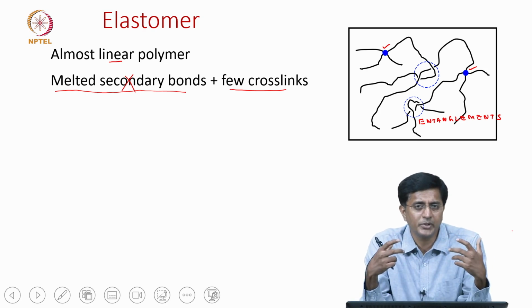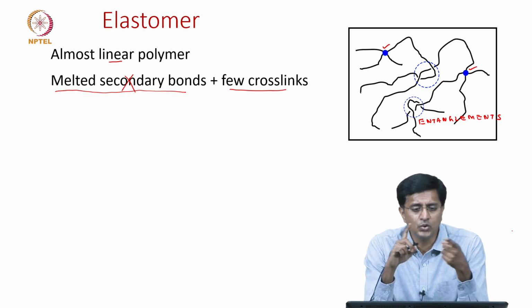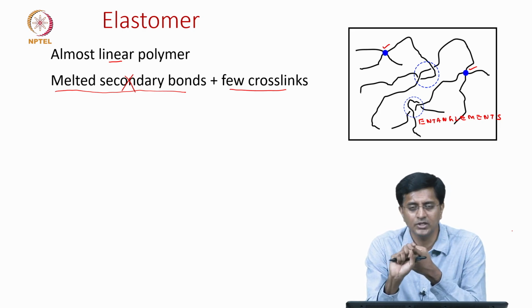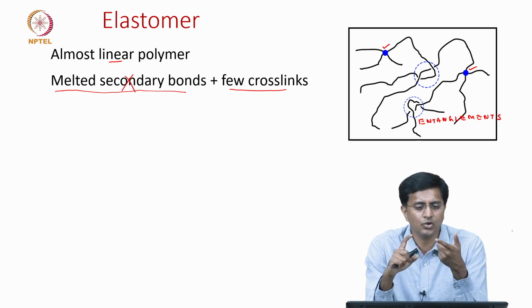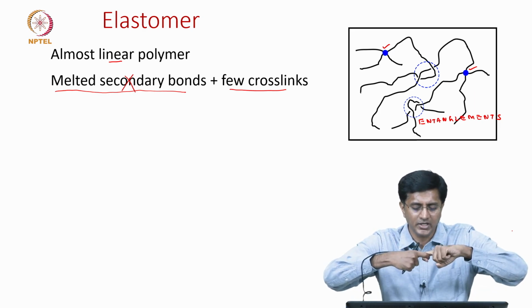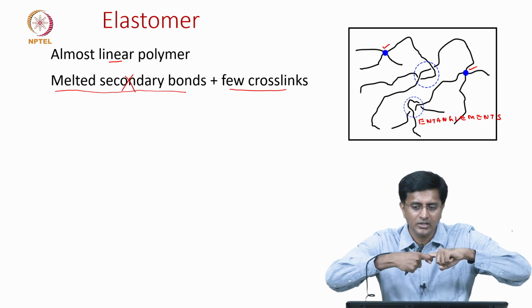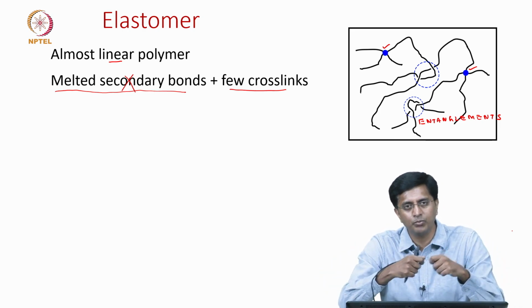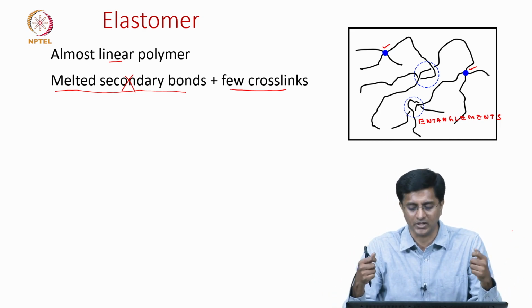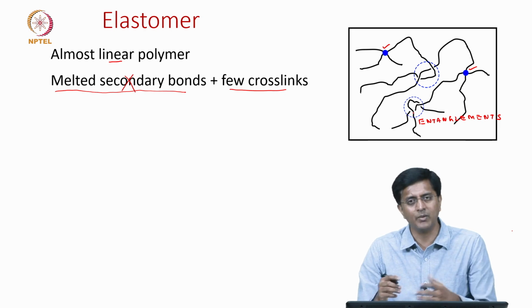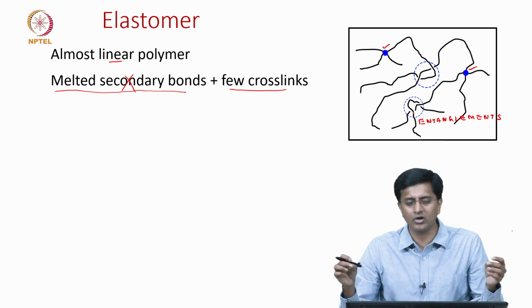Entanglements, to picturize, are like two threads close to each other. When they come close to each other, they interlock mechanically. There is no bonding or anything, but when you try to pull apart these threads, because of this interlocking, there is some force which is trying to not let you pull these two threads apart. These are called entanglements. This happens when you have very long chains.